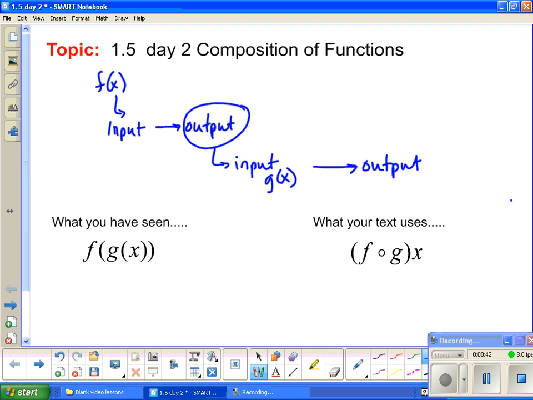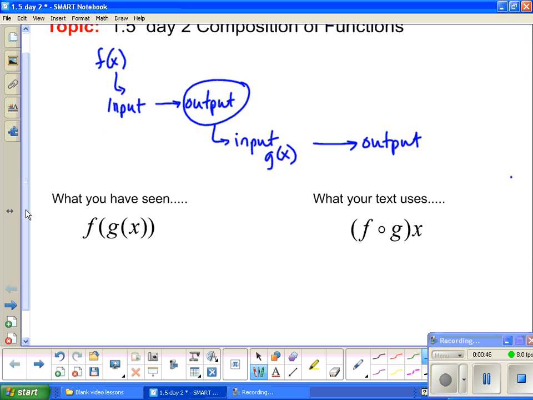So it takes one input from f of x, which has then an output. That output becomes the input for g of x, and out it goes. What you've seen is f of g of x, where the g of x is in the f box here. This little open dot means the same thing, f of g of x, where I'd be substituting the function of g, the outputs of g, into the function f.